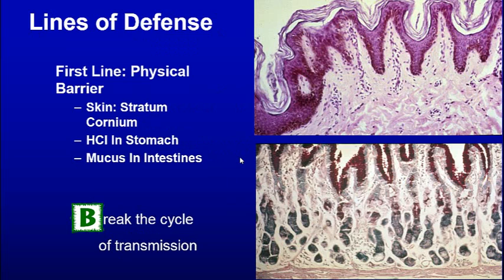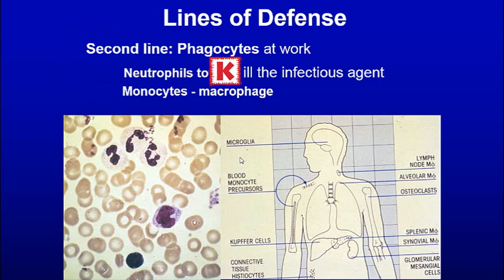So there are different lines of defense. The main line of defense is a physical one. It's the skin. The skin, stratum corneum, also the hydrochloric acid in the stomach and the mucosa in the intestines, all those guard against the invasion of things into the body's milieu. And so you break the cycle of transmission is what we're doing.